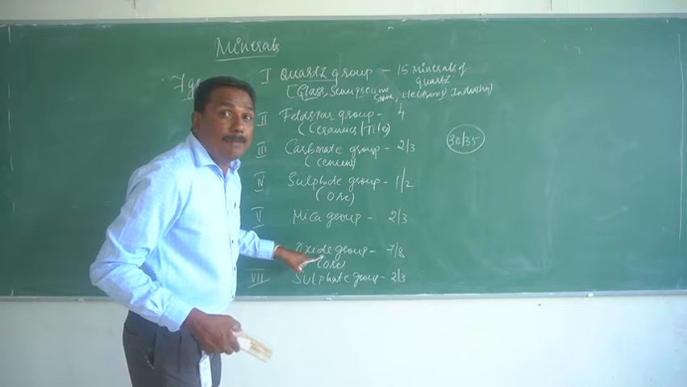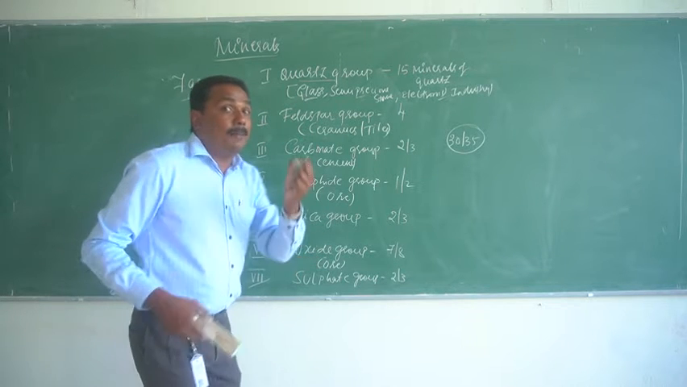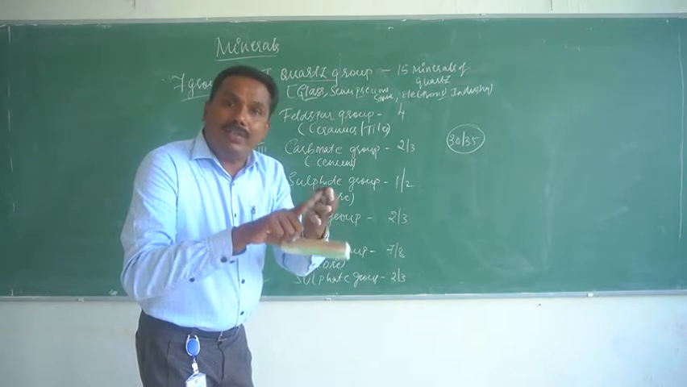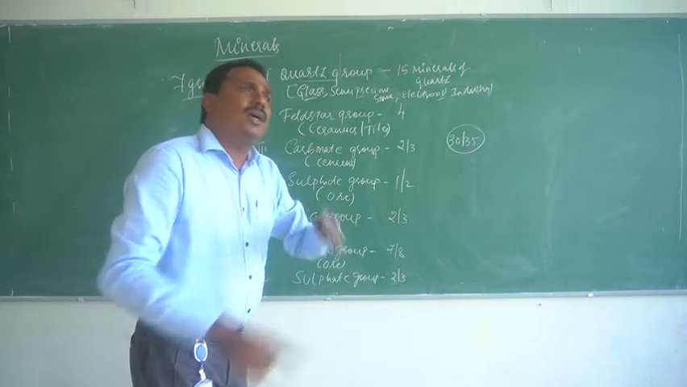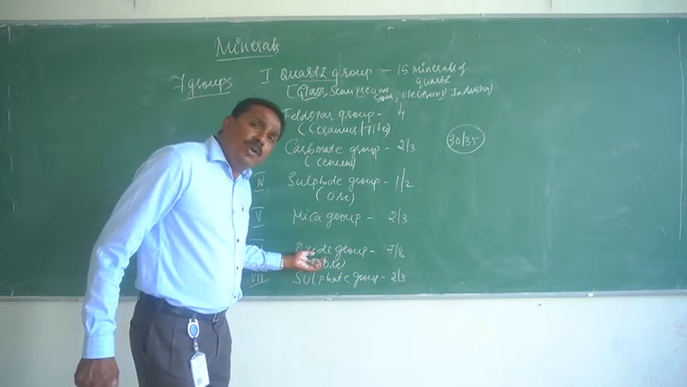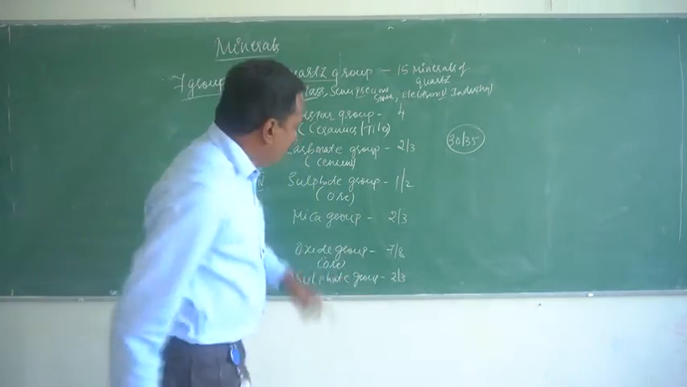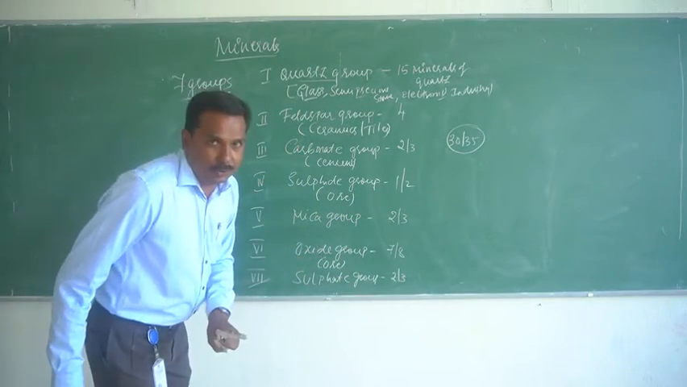Oxide group means the presence of metal ions. The metal ions, in the sense, whether it is iron or manganese or chromium. What I am able to tell is these metal ions will be associated with oxygen. That is why it is called the oxide group.